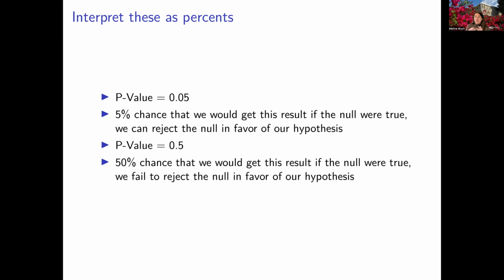So if we have a p-value of 0.05 or less, right, anything less than that we like, that's a 5% chance that we would get this result if the null were true. So it's very unlikely that we'd get that result if the null were actually the case. So it's likely the case that our working hypothesis may actually be correct.